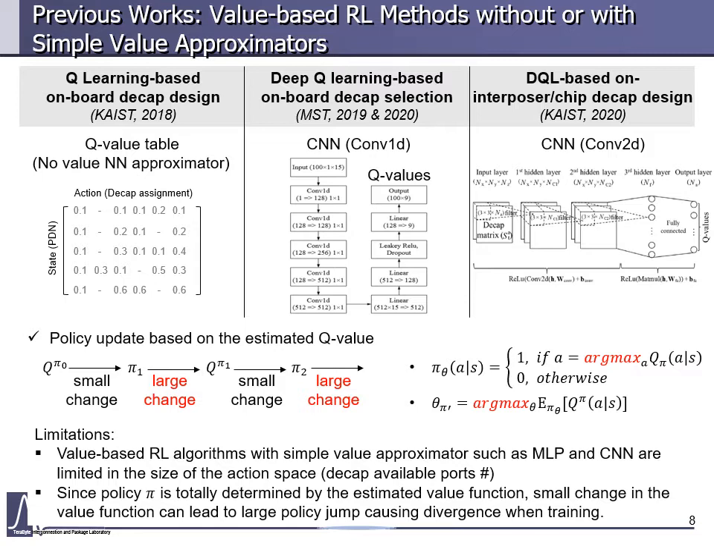However, all of these previous value-based RL methods with simple value approximators are limited in the size of the action space, which is the number of decap available ports. Their coverage of such space is limited. Since the policy is totally determined by the estimated value function in value-based RL, a small change in the value function can lead to a large policy jump, causing divergence when training.